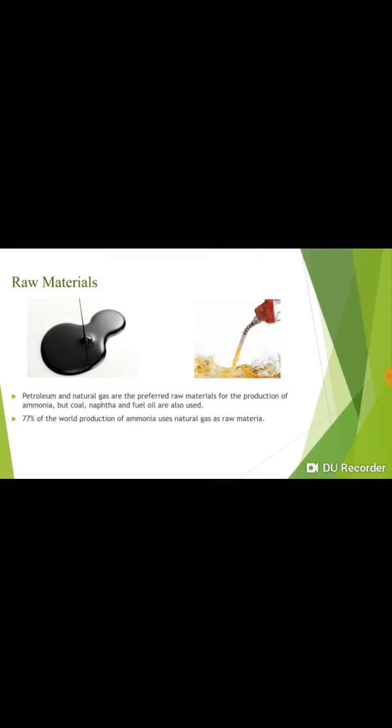Raw materials. As the raw materials, we have petroleum and natural gas. These are the preferred raw materials for the production of ammonia, but coal, naphtha, and fuel oil are also used. 77% of the world production of ammonia uses natural gas as raw material.